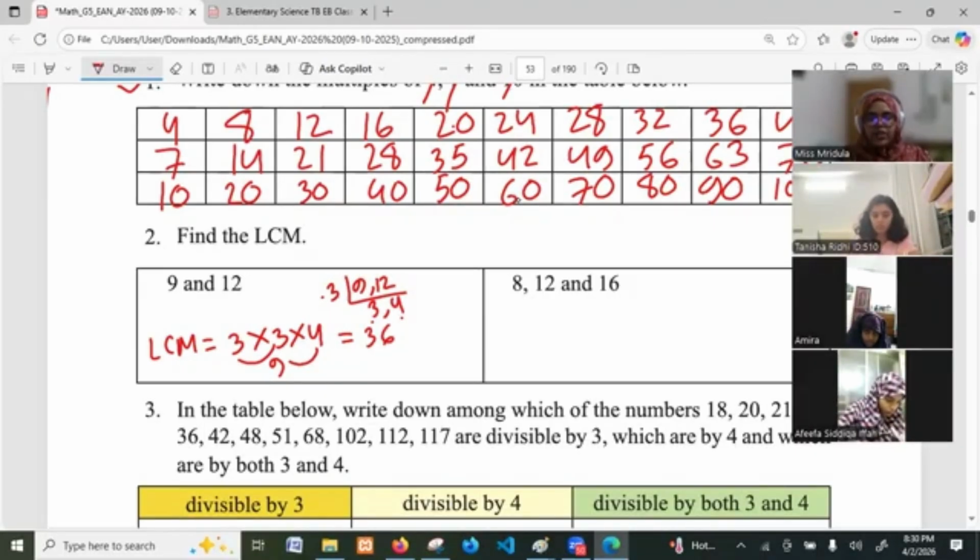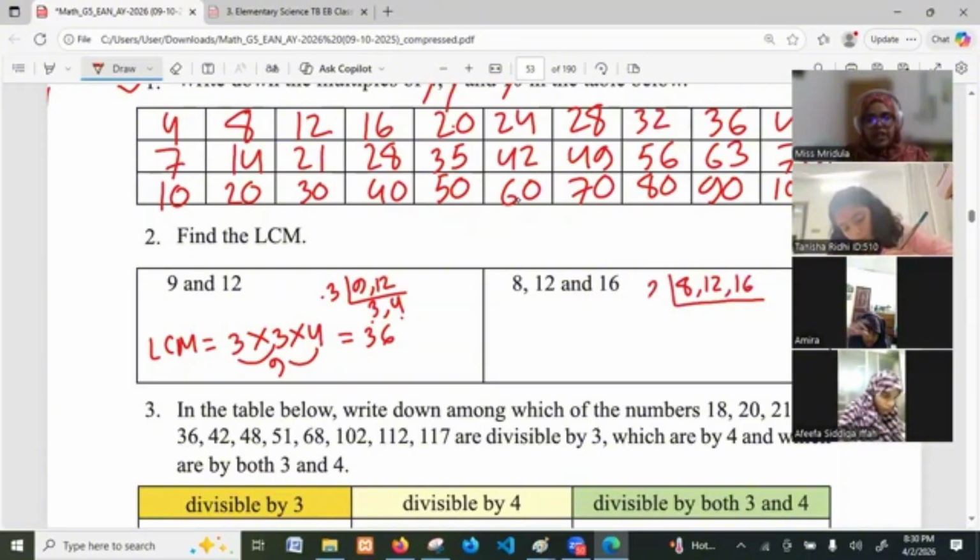Okay, let's do the other one. We have three numbers. So 8, 12, and 16. All of them are even. We can easily take 2. So it will be 4, 6, and 8. 4, 6, and 8 are all even as well.